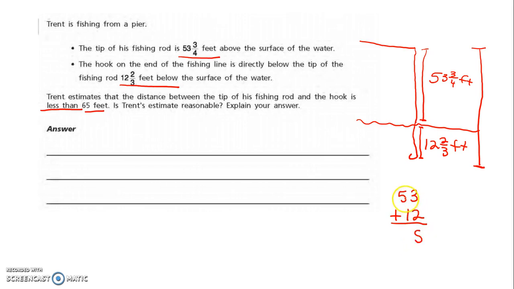3 plus 2 is 5. 5 plus 1 is 6. Gosh, not even caring about the extra fractional part, if we just add those whole numbers together, we're already up to 65. And since our actual numbers, the first number was more than 53, the next number was more than 12, 65, that estimate is a little bit too low. So to be less than 65, no way. His estimation is not reasonable. So I'm going to start my discussion with that, and then I'll show you a second way you could have chosen to estimate. So he says that the total distance is less than 65. Is Trent's estimate reasonable? No.